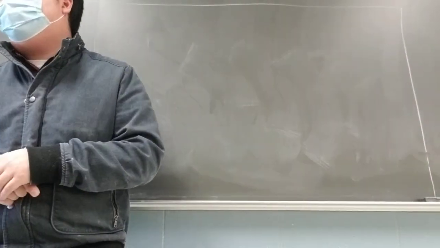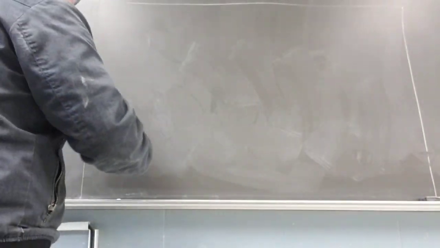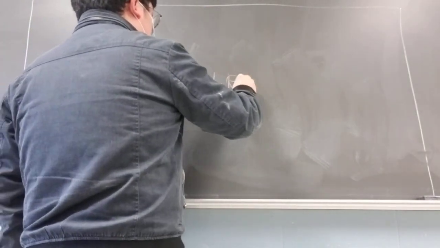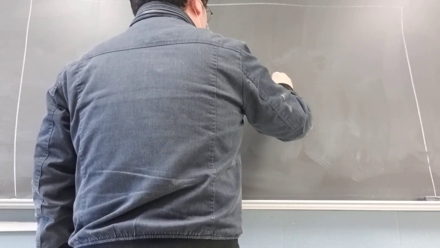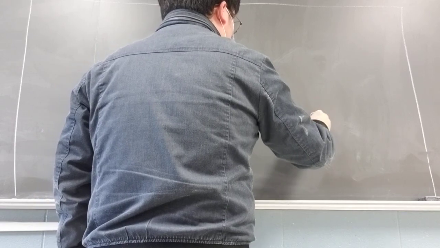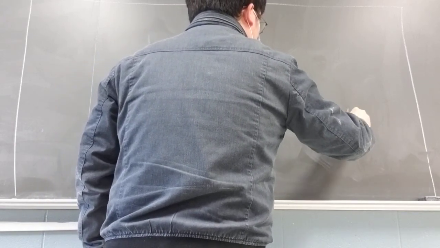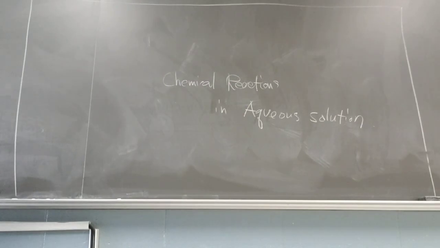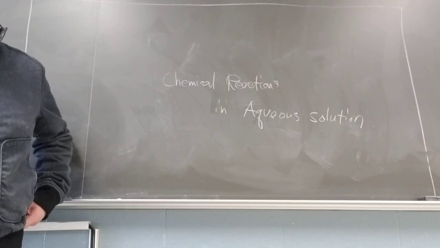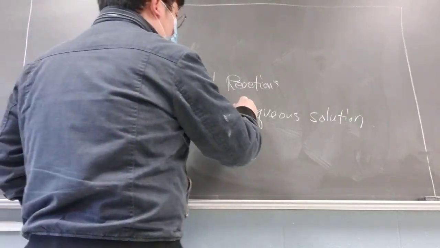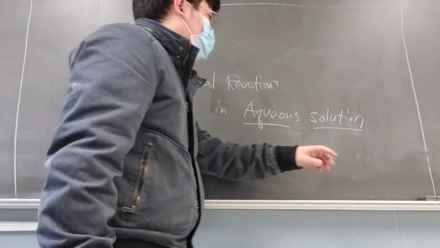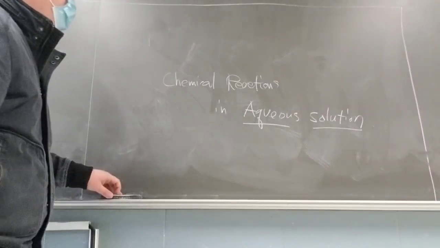So let's move on to the new chapter, which is chapter 4. We're going to talk about some chemical reactions in aqueous solutions. So we're going to talk about those reactions in aqueous solutions here. The obvious first thing we need to do is find out what aqueous and solution mean. This is what we're going to do first in the first part of chapter 4.